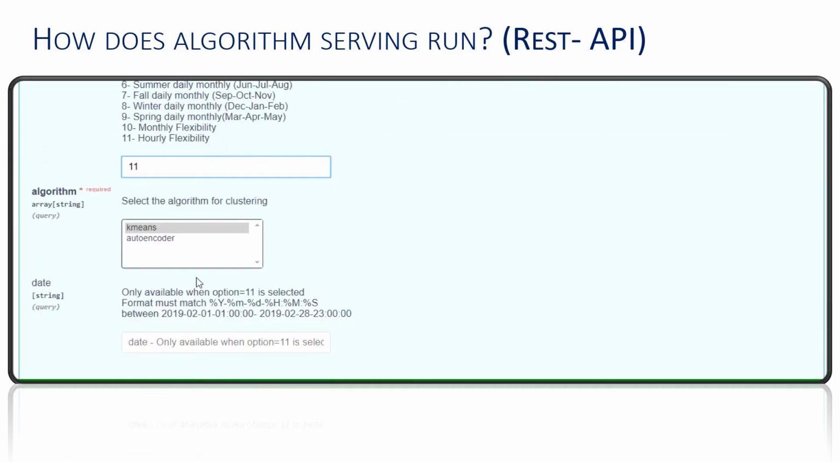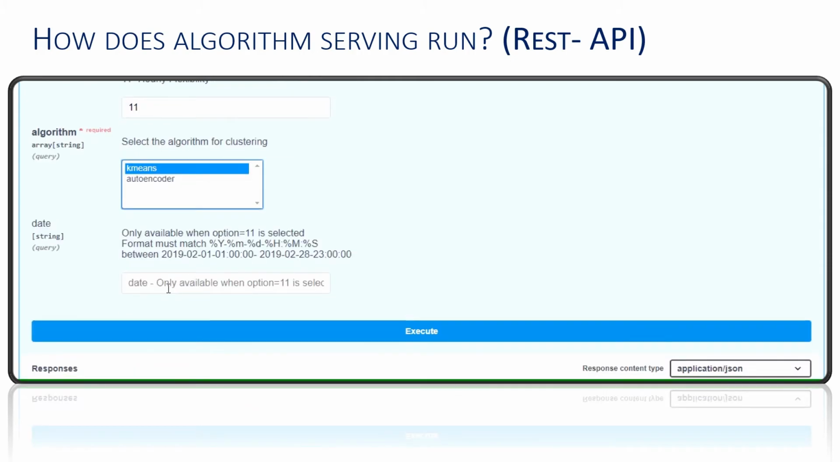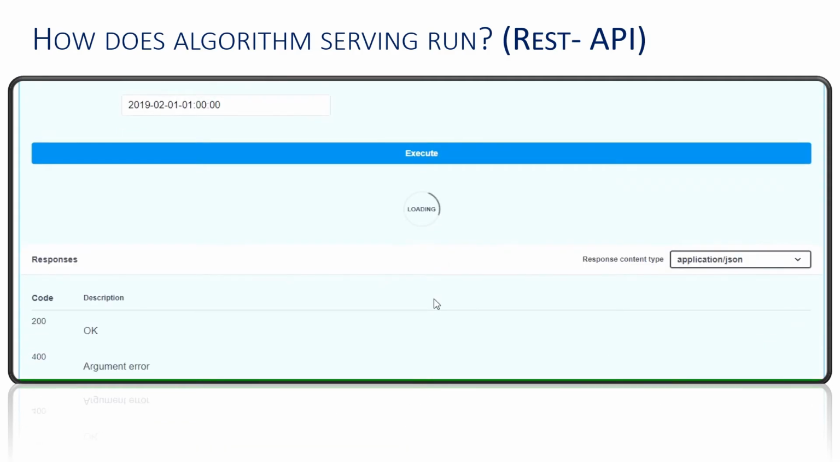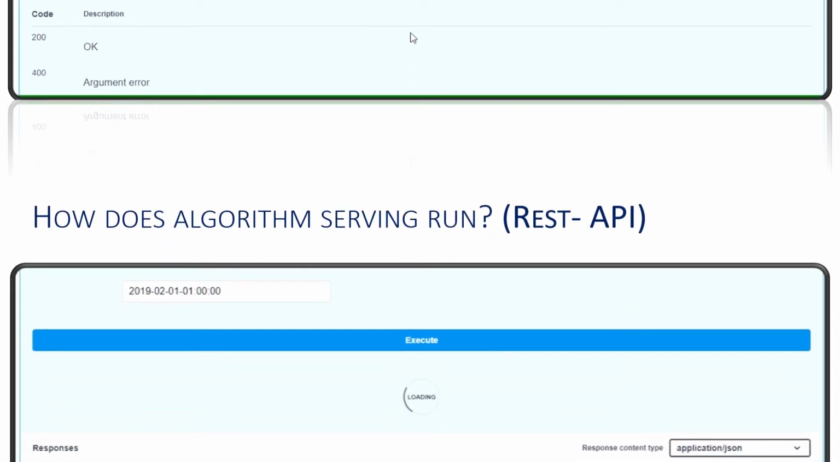This final example of the clustering tool is a little bit different. This time we are requesting it to cluster not the user's demand, but their flexibility. So we select the 11th option and, once again, the k-means algorithm. Finally, we can also limit the clustering to a specific time frame.